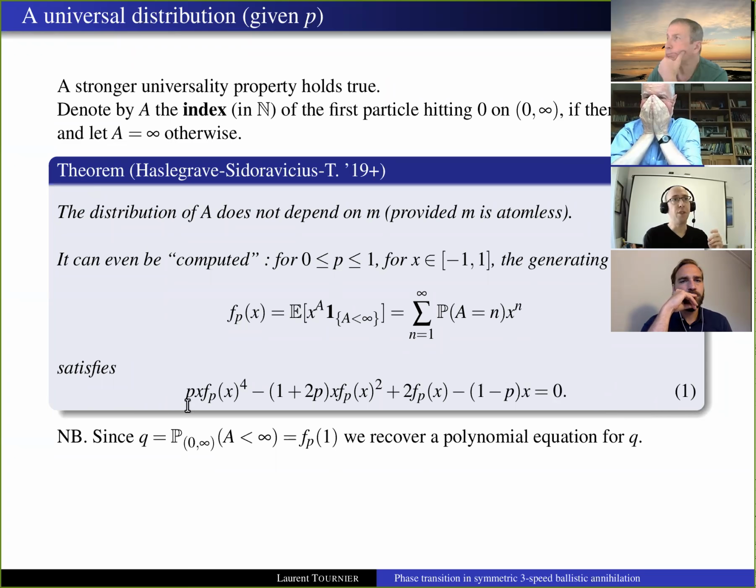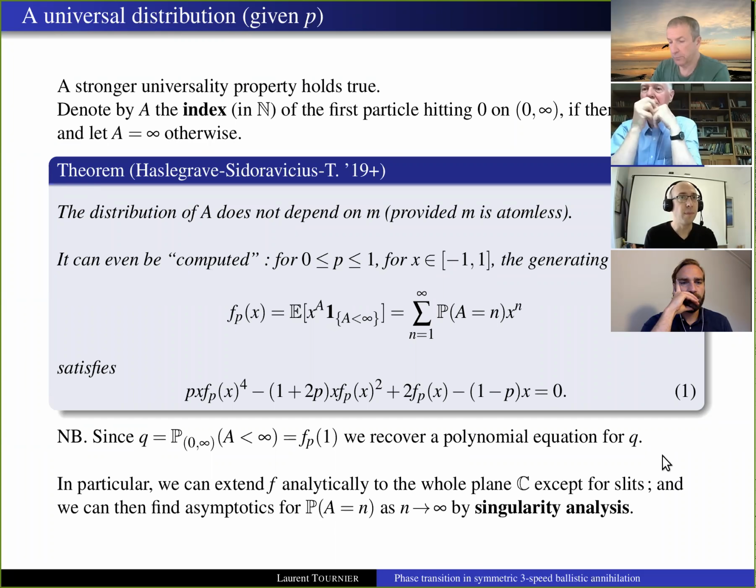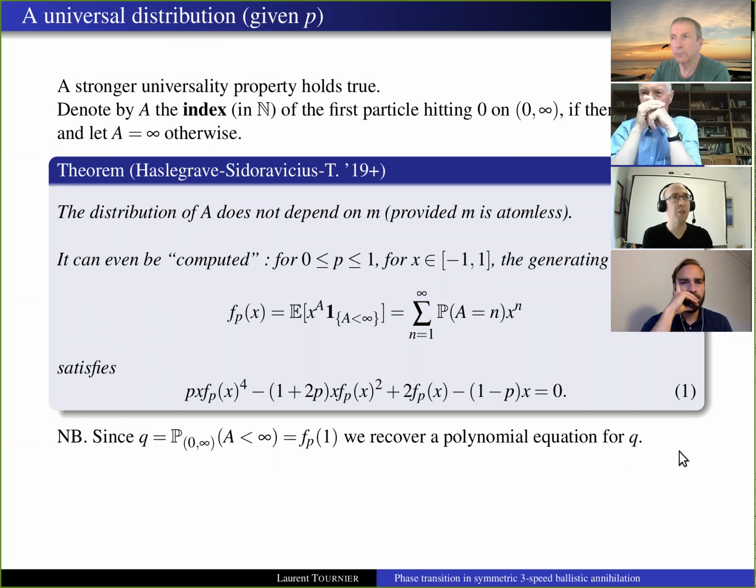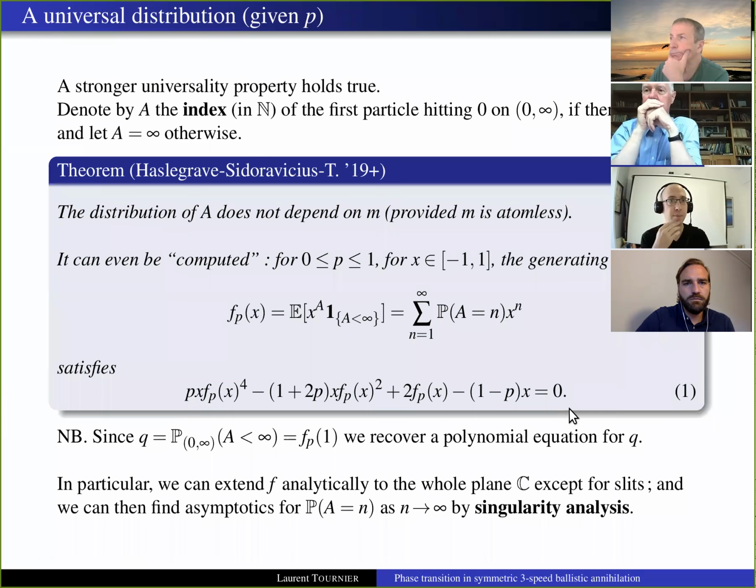Note here that if you take x equals 1 in this equation, you recover the equation that we had for q, which gave that q is either equal to 1 or to 1 over root p minus 1. And another interesting feature about having this description of A is that you can derive the density of particles at the time t, as t goes to infinity. The idea for this is to find asymptotics for the probability that A equals m.